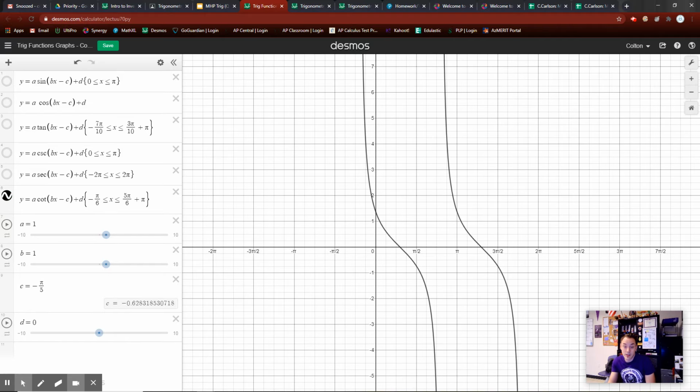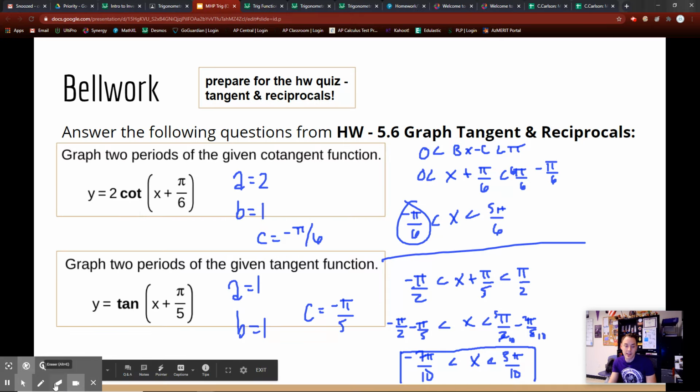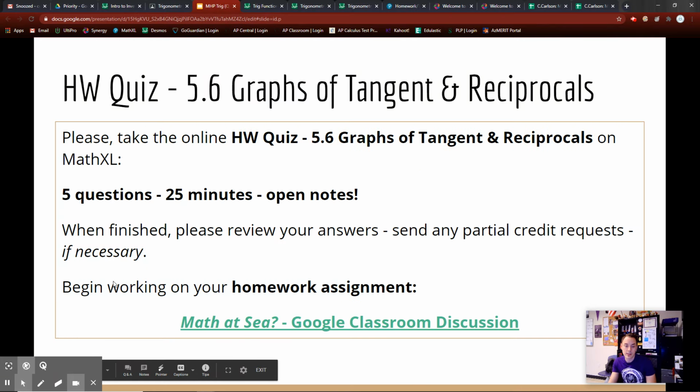Besides the asymptotes. I mean, that's what it looks like. And you can even see where they're at. And then the second question is this one right here. Again, besides the asymptotes. So, not too bad. All right, so let's go back. Let's erase and get you guys started on the homework quiz.